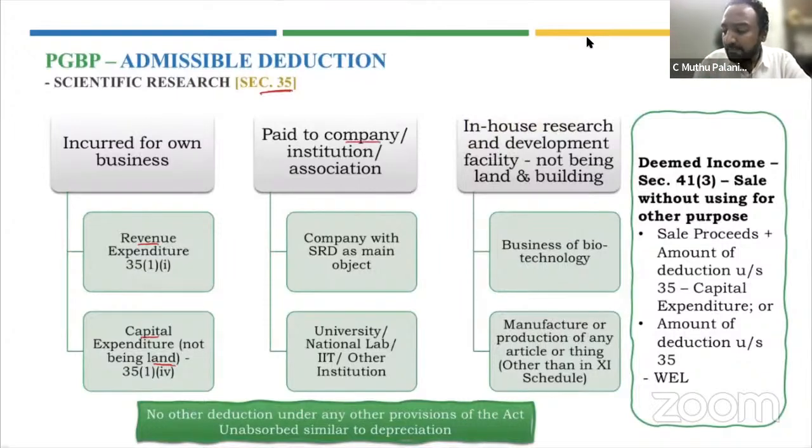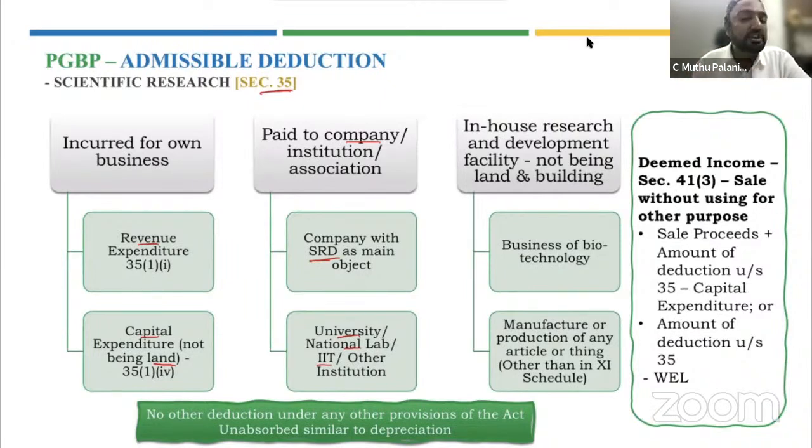Paid to a company, that is, I'm paying to another company which is into the business of scientific research and development as the main object, or I'm giving to a university, national laboratory, IIT, or any other institution doing scientific research or statistical research. If they're into some form of research, science or statistics, then whatever is paid to the company, institution, or association is straight away allowed as expenditure. Whatever you're paying is allowed.